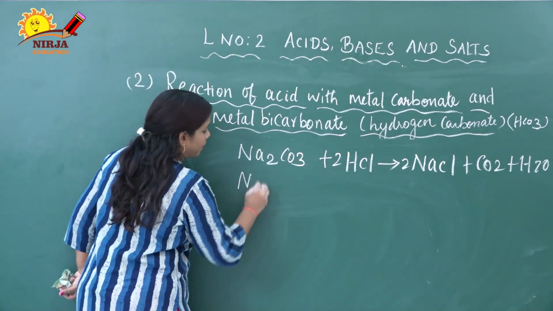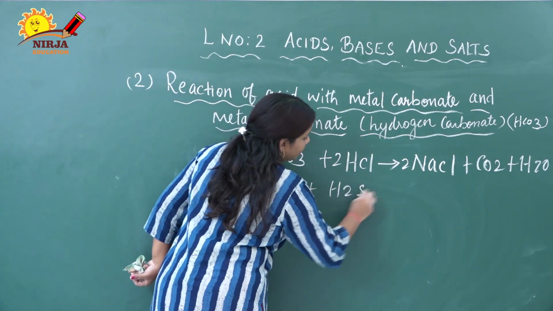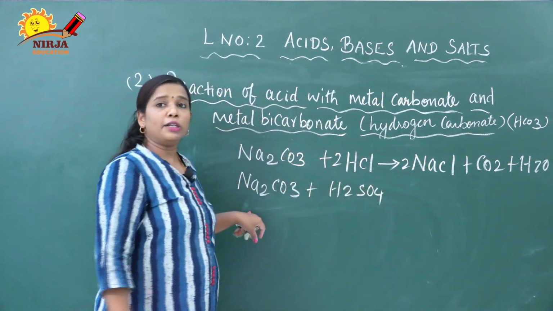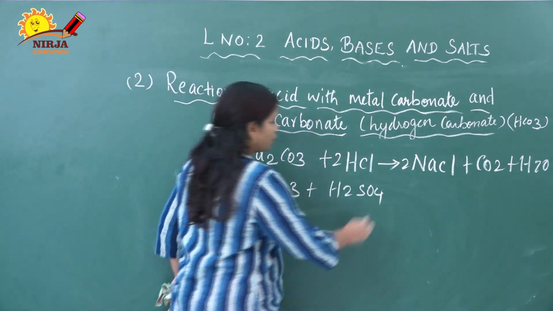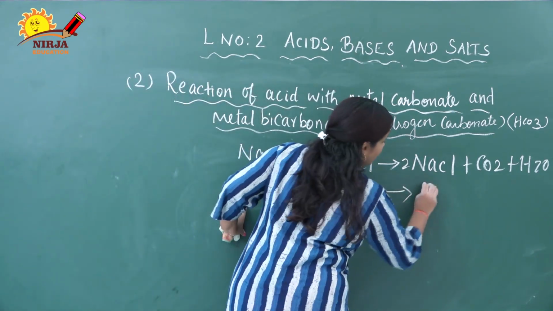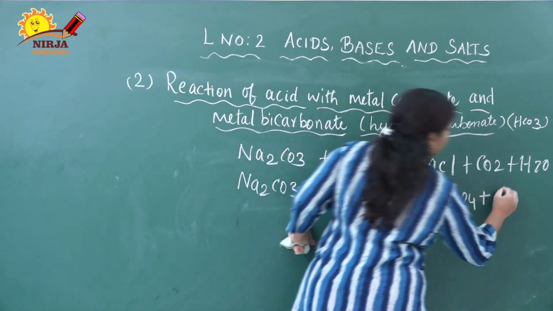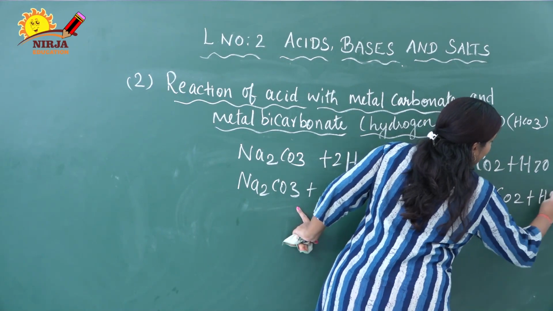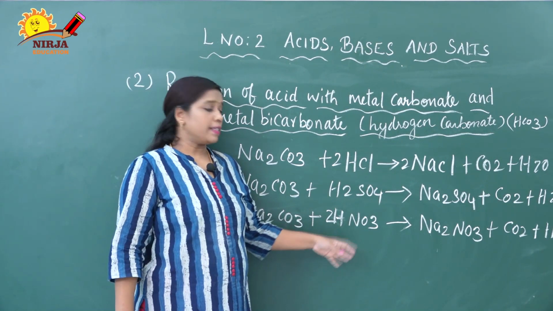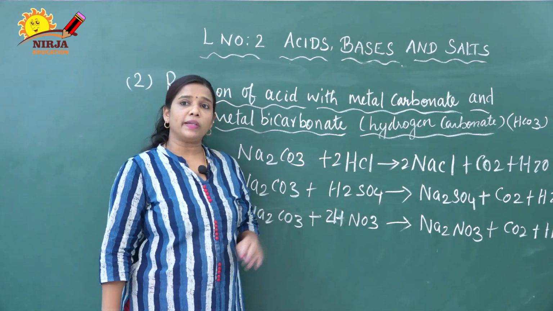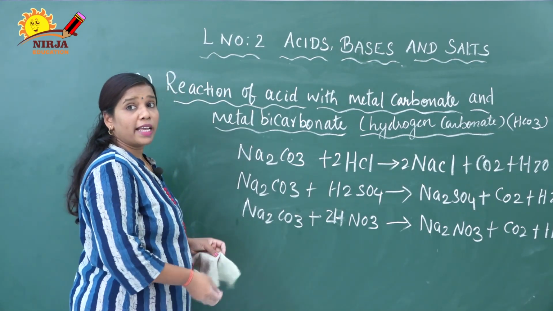The next example I am taking, Na2CO3 reacts with sulfuric acid. It produces Na2SO4 plus CO2 plus H2O. Na2CO3 reacts with nitric acid, it produces sodium nitrate and carbon dioxide as well as water. Then in the same way we have to discuss the next one.